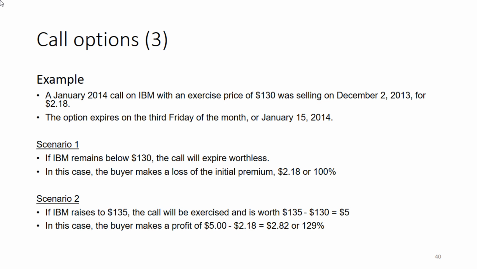So that means, say, that the call option at maturity has a value of 5, which means that originally you paid $2.18 for this option, and you then basically make a profit of $2.82 at maturity. That means a return of 129%. So you see there could be huge losses and huge gains if you enter into a call option and you consider it as an individual investment.